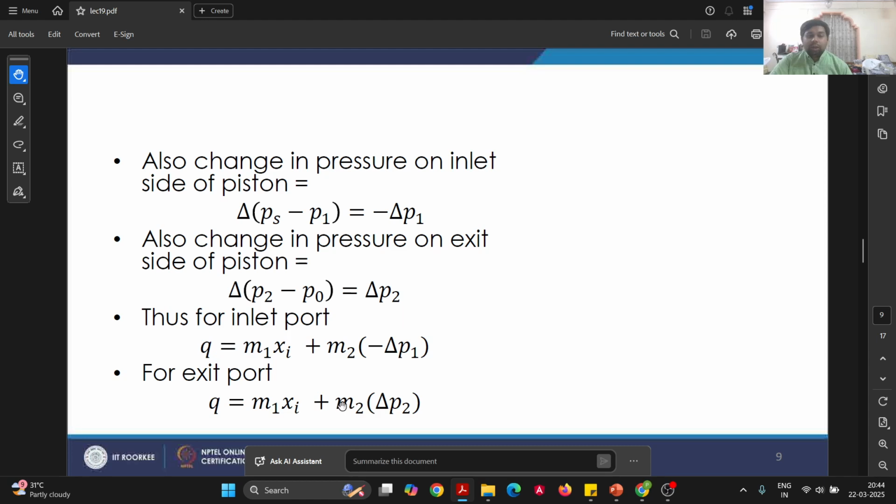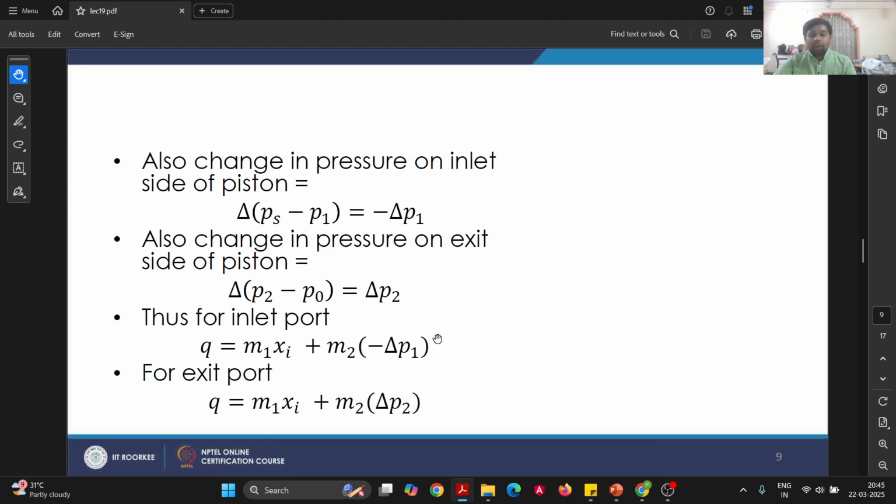So as we had derived earlier, the equation of the flow rate across the orifice involves the variable cross-sectional area and the pressure difference. Here for the inlet port and exit port, we have these equations derived, which depend on the change in the cross-sectional area, which depends on the movement of the spool valve, so it is m1 into xi.